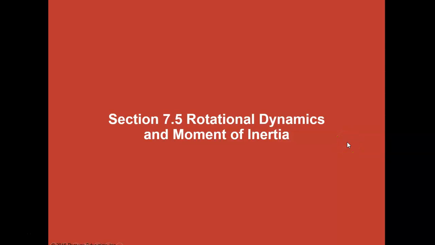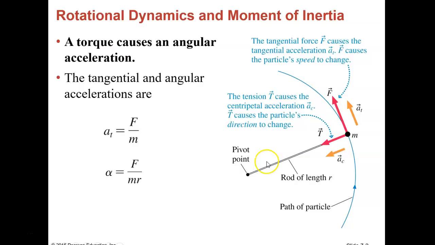Okay, so the last part of this chapter is about what's called rotational dynamics and inertia, and looking at how things roll. All right, so as we talked about earlier, torque causes an angular acceleration. So a torque causes something to increase the rate that it spins. If we look at the tangential acceleration, it is force divided by mass from Newton's second law. Angular acceleration is force divided by mass times the radius.